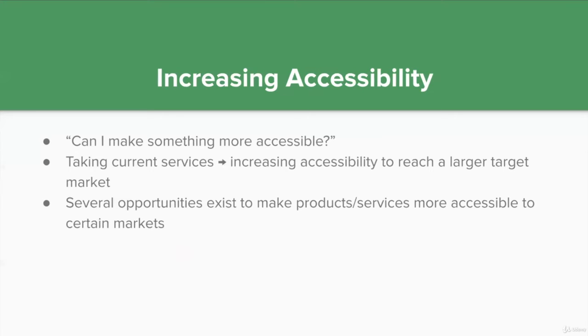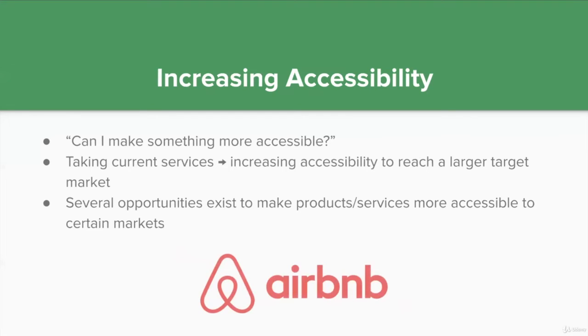Another approach can be finding solutions that answer the question, can I make something more accessible? This consists of looking at current services and finding ways to increase the accessibility of the product or service to reach larger or new target markets. And this can often be the hardest to think of, but there are several opportunities that exist to make current products and services more accessible to certain markets. A very good example of this method is Airbnb.